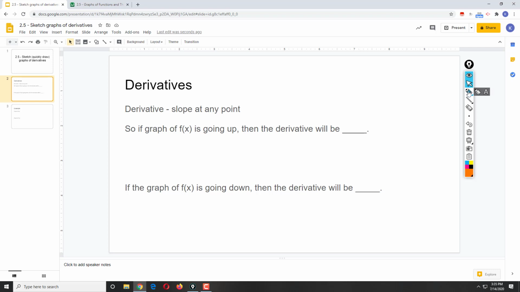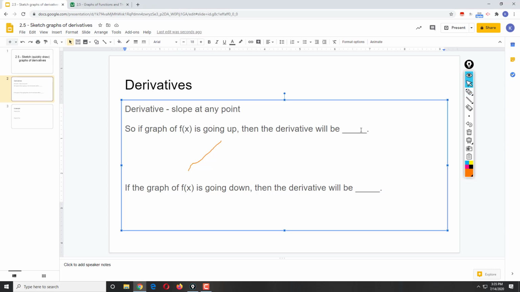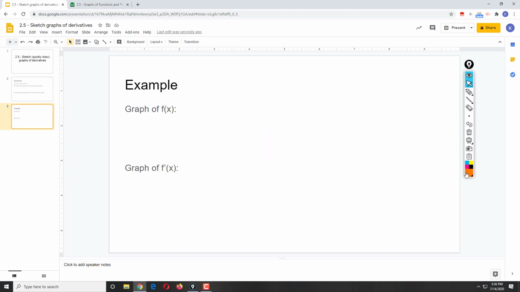So if the graph of f of x is going up like this, then the derivative is going to be positive because going up means the slope is positive. Similarly, if the graph of f of x is going down, then the derivative will be negative. Okay. To go into more detail, let's say that our graph of f of x looks like this.